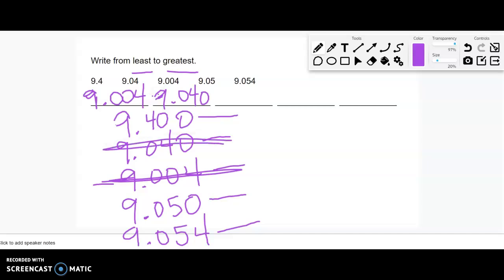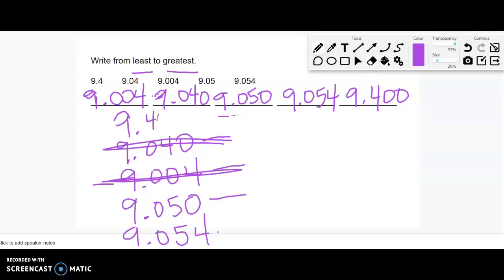Look at that one. Next I have 50, 54, or 400. So 50 is the next, 54 is the next, and 400 is the biggest. So notice if I hadn't added my zeros, I might have thought, for example, that 4 was smaller than 54, if I'm looking at this one and this one.